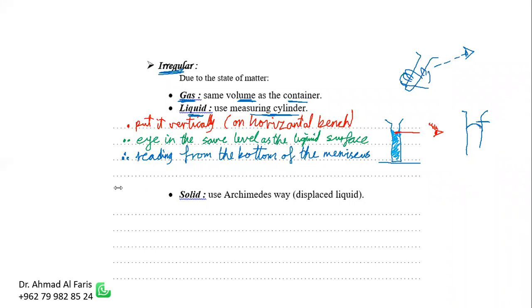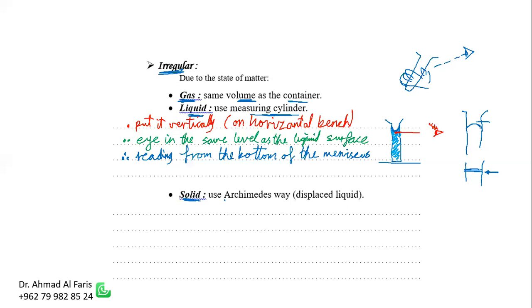Within the liquid, the surface will be curved instead of flat. Yes, most liquids will be curved. That's why I told you I will take the reading from where? From the bottom. Most liquids in a measuring cylinder seem to have two levels, a level here and a level here. Take the bottom one, except if it's mercury, then take the top one. That's for liquid.